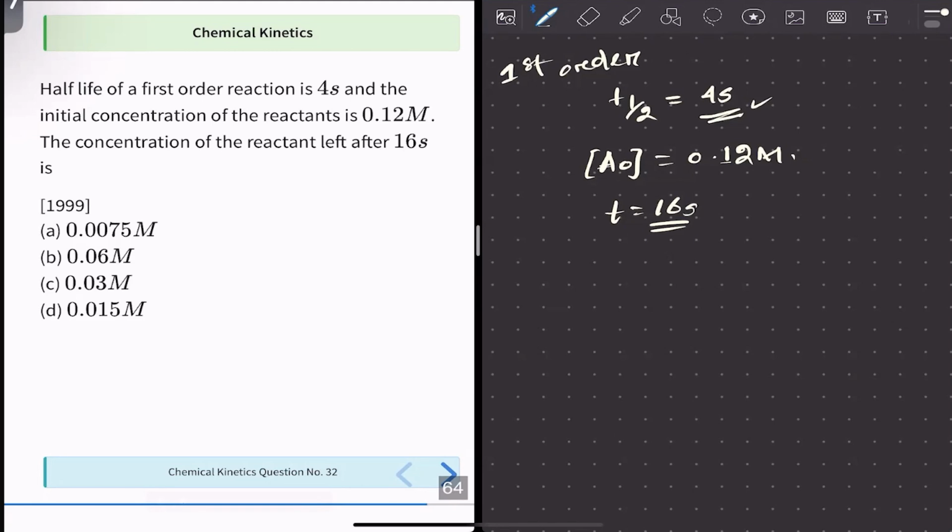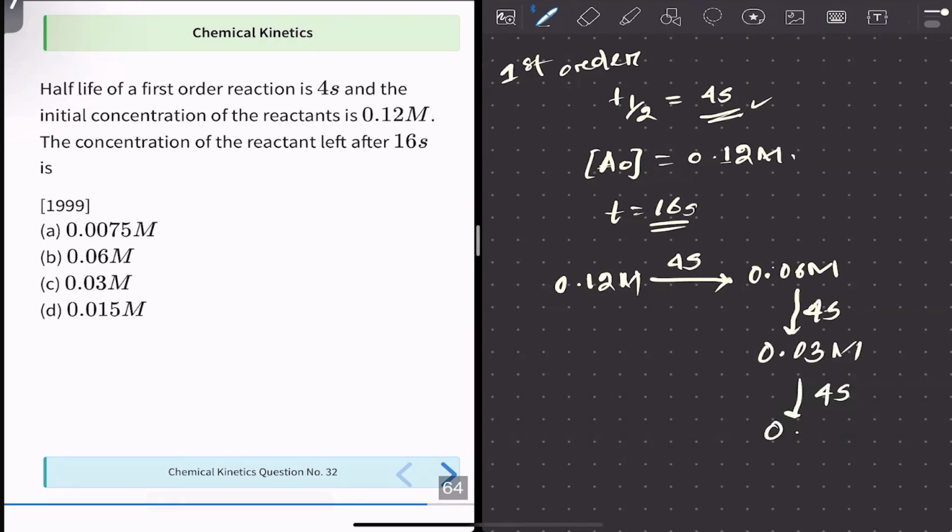So let's write it this way: 0.12 molar. After the first 4 seconds, it would become half, that is 0.06 molar. After another 4 seconds, it would become 0.03 molar. After another 4 seconds, it will become half, that is 0.015 molar.